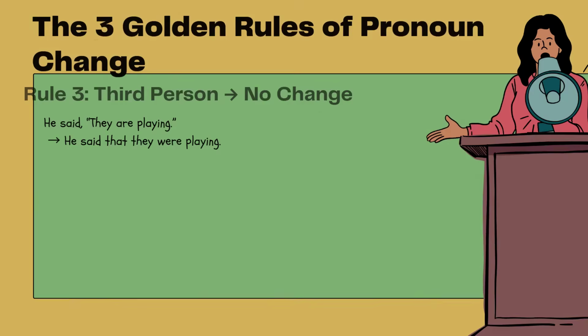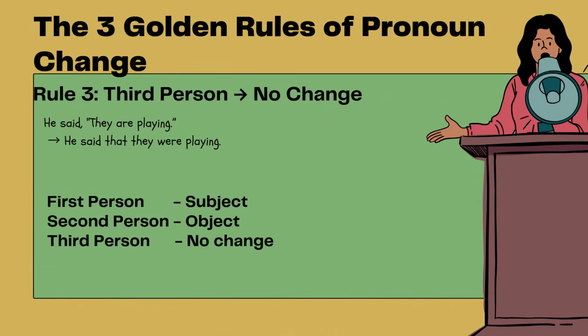And then comes rule number three, that is, third person does not change. They remain the same. He said, "They are playing." He said that they were playing. There's no change in this. So let me once again repeat all three golden rules of changing the pronoun in reported speech. First person changes according to the subject, second person changes according to the object, and third person does not change at all. So before changing anything, identify the subject and the object in the sentence. This will save your marks.